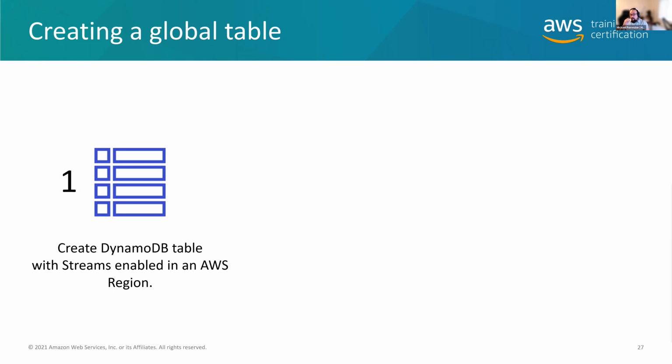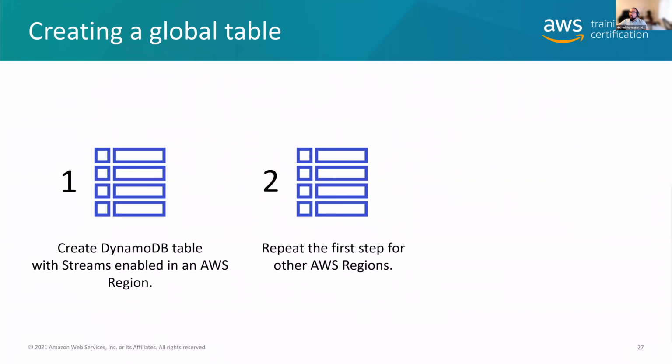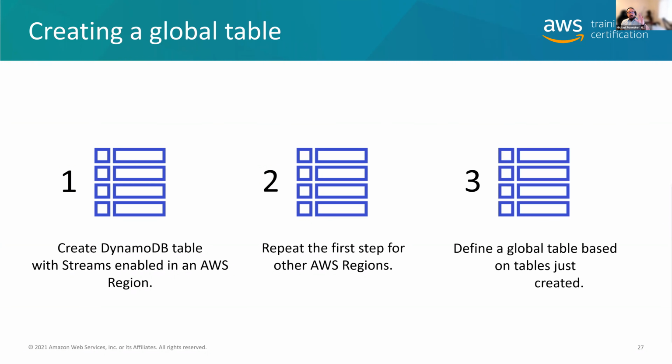Oh, so creating a table, which by the way, does come up on the exam. First of all, you have to create an ordinary DynamoDB table with streams enabled in the region that you want. And then repeat that step for every other region that you want this table to be replicated in. And then you have to go in and define a global table, and you have to include all of the tables that you just created.